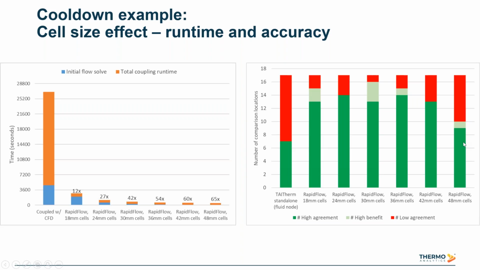This 48 millimeter cell size, not really too much benefit at that point compared to just using a 0D representation, which would be, of course, even faster. But even in the mid 30s, low 30 millimeter cell sizes, we're still seeing significant benefit and fairly close alignment with the CFD coupled predictions.